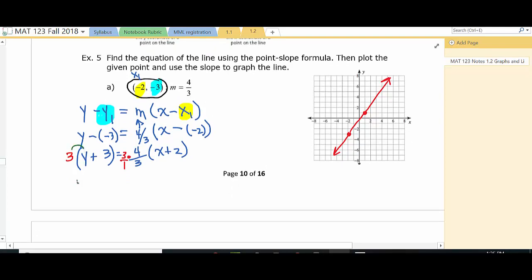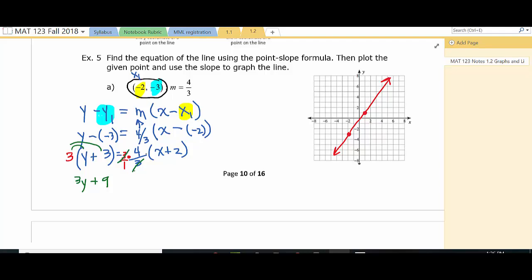So you're going to have 3 times y is 3y. 3 times 3 is going to be plus 9, like that. Now what happens here is the 3's cross out. Now let me explain this, because I see students do this all the time. Once the 3's are gone, then you don't multiply the 3 through. Don't distribute the 3 through, because it's gone. Now distribute the 4 through, and then you've got what the right side is.